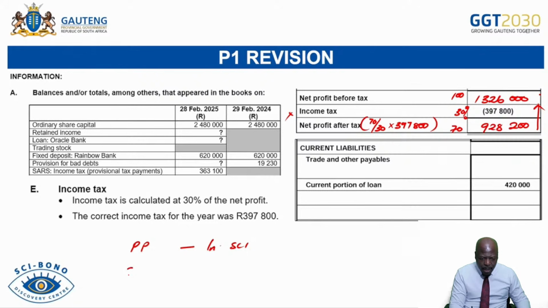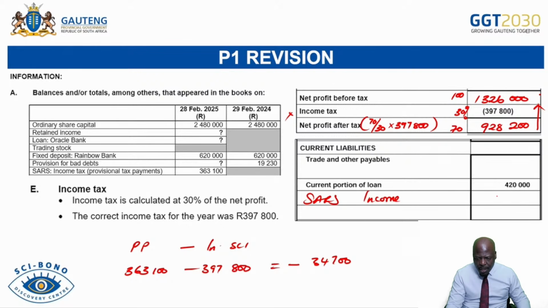So we're going to say 363,100, and then we're going to subtract our 397,800. Your calculator is definitely going to give you a negative, and that's a negative 34.7. So you're going to come again here, and then you're going to have your SARS income tax, which is your 34.7. Okay, so good learners, we're going to take again a 1 minute break, and I see you after this 1 minute break.